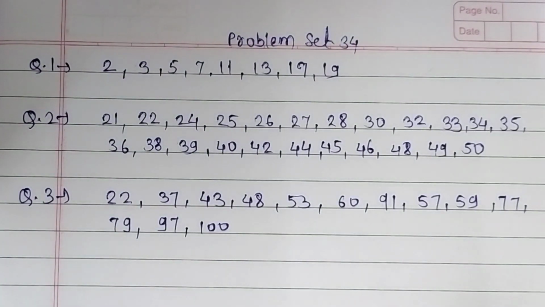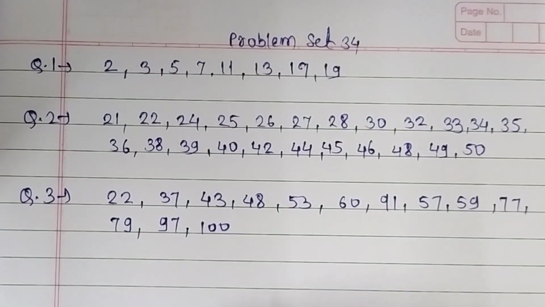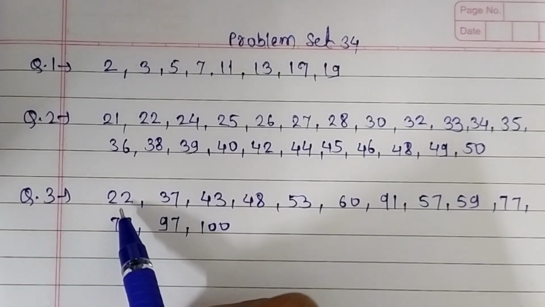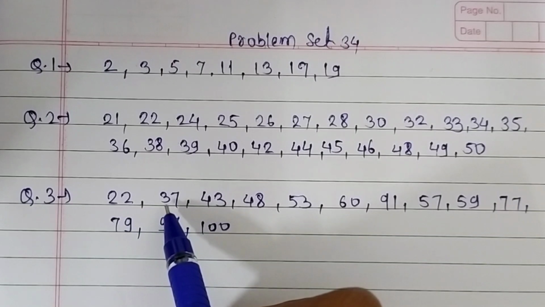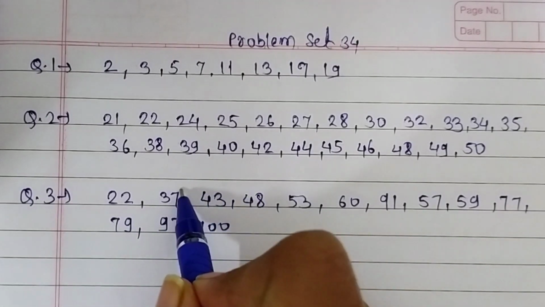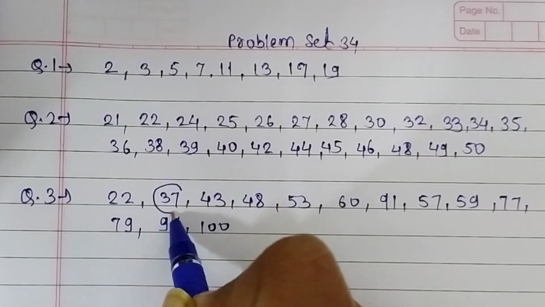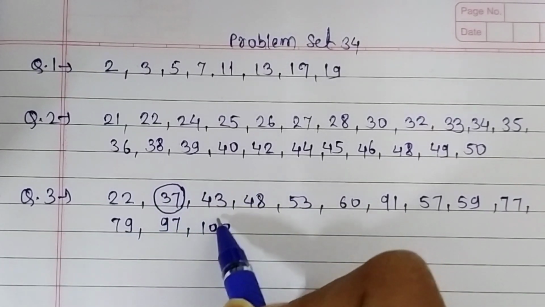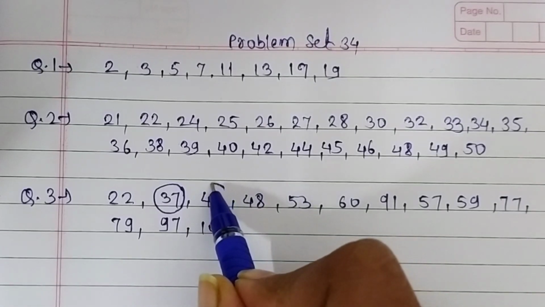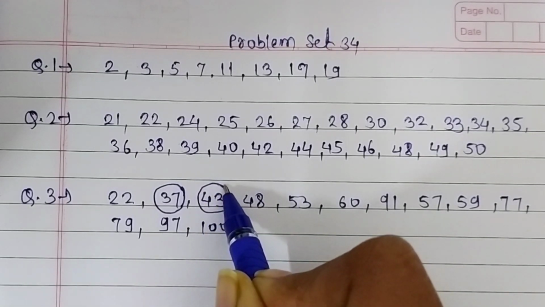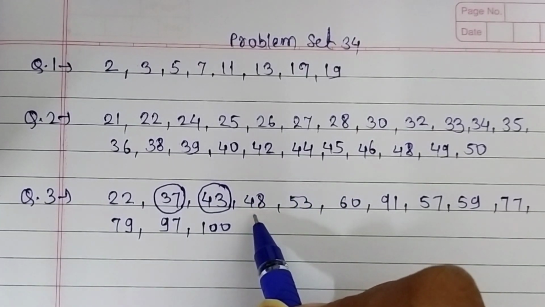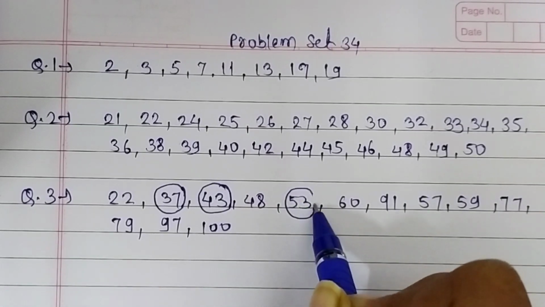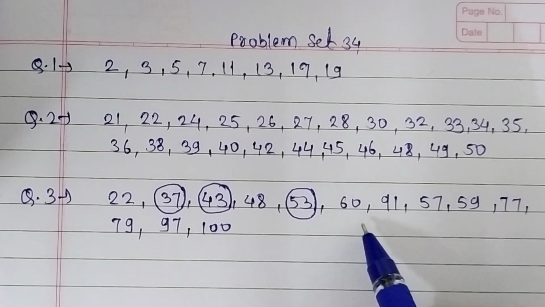Now let's find out the prime numbers amongst them. Look at 22. 22 has more than 2 factors. Then 37 is a prime number because it has only 2 factors, 1 and 37. 43 is also a prime number. It has only 2 factors. 48 is not a prime number. Then 53 is also a prime number because it has only 2 factors, 1 and 53.